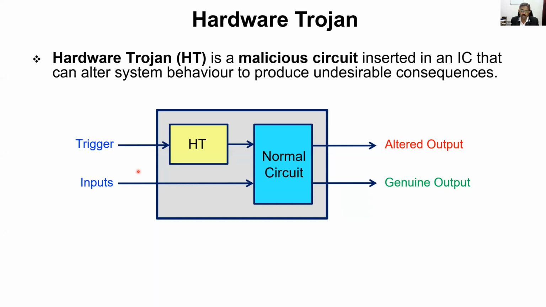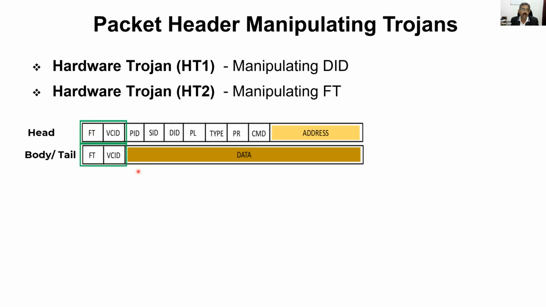There is a possibility of a hardware Trojan in any portion of the NOC. It may malfunction: if it is in the routing circuit, it may give a totally different routing output, or if it is in the credit-based system, it will give a wrong credit output. So these things can lead to havoc. Here I would like to introduce hardware Trojans that manipulate the packet headers. I will introduce two hardware Trojans. The first one manipulates the destination ID field of the head flit. The second one manipulates the flit type field of the common prefix, which stitches together the head and body for facilitating wormhole routing.